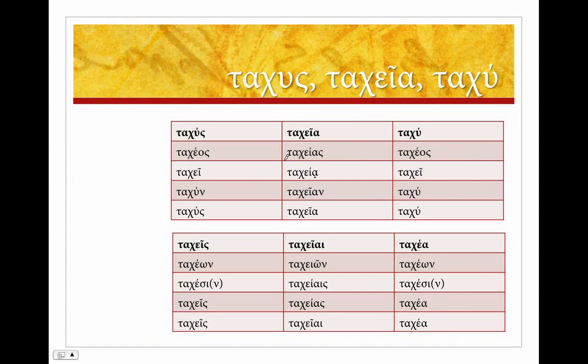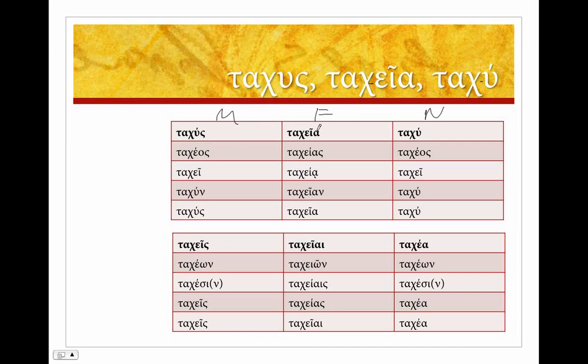So the first style, the main style, is going to be this takus, takeya, taku, quick. So we're going to have our masculine and our neuter are going to be third declension, and our feminine is going to be first declension. So let's take a look first at the feminine, the first declension. So this will always be the pattern, us, ea, u. Our stem there, us, ea, u. That's going to be a bit like presbus with some modification.